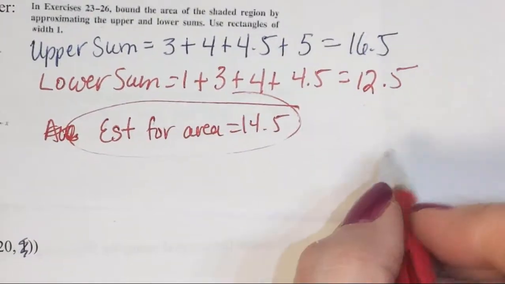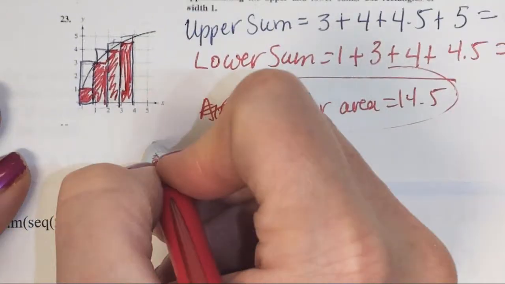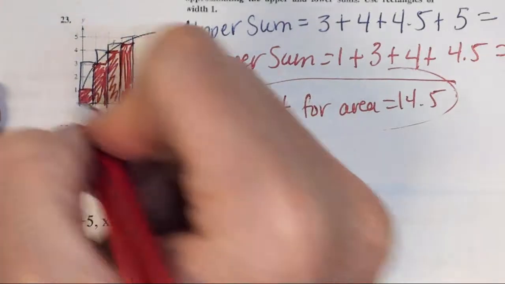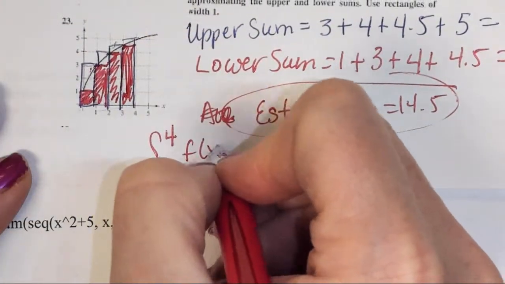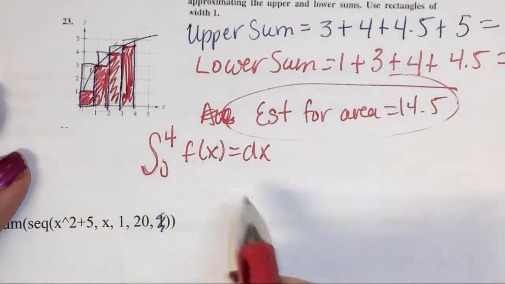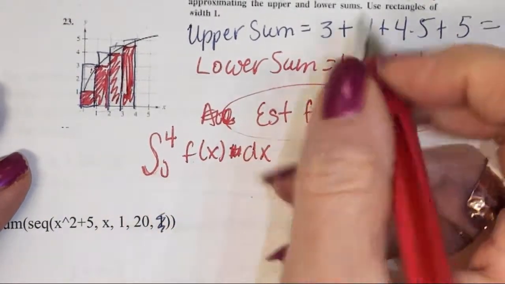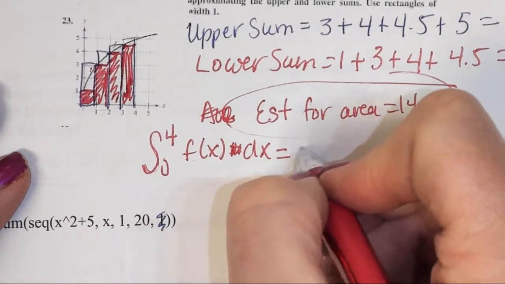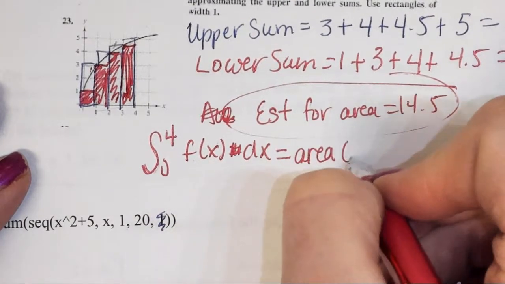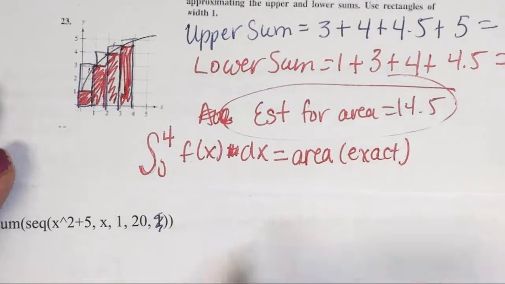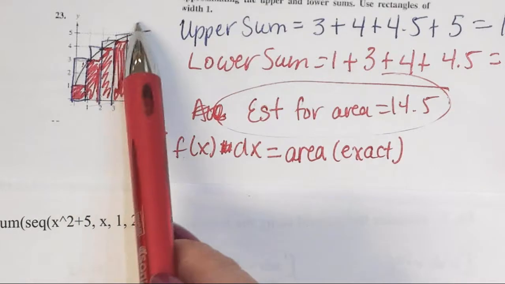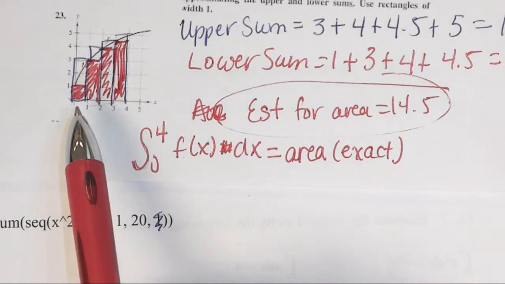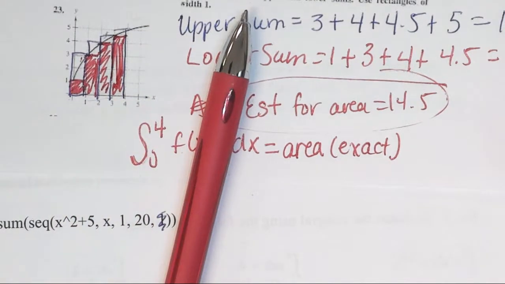But like I said, later we're going to talk about how the integral from 0 to 4 of that function dx is going to equal the exact area. Okay, so that's what we're going to do later. But first we have to understand summation and how these are going to be pretty good estimates for the area of the curve.